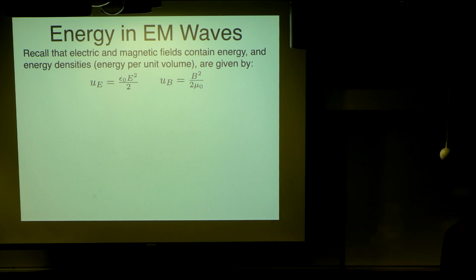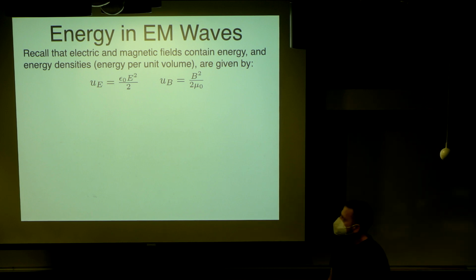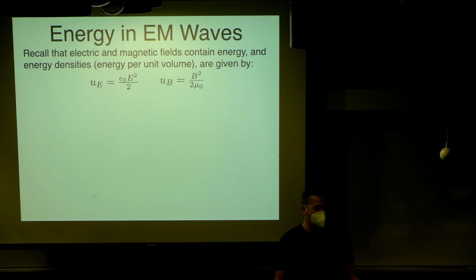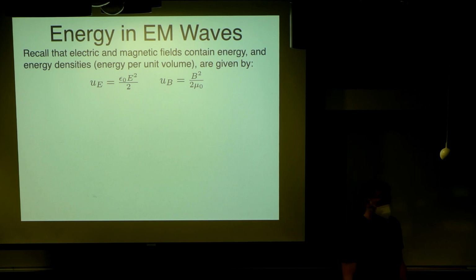And we could talk about the energy density. That's a common way of talking about this stuff because it gives you a simple expression that only depends on the value of the fields. So the energy density is defined as the energy per unit volume. And we have an expression for E fields and B fields separately. But for an electromagnetic wave, both types of fields are present, right? So we're going to have to consider both of these types of energy density.